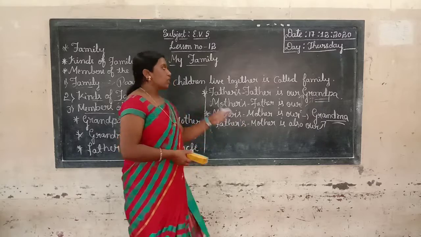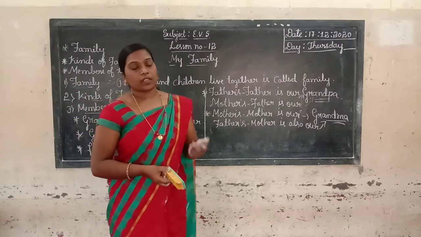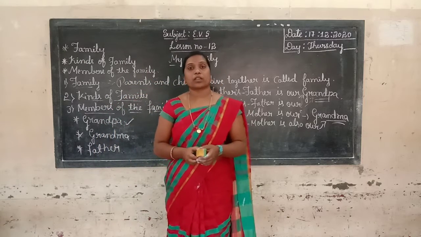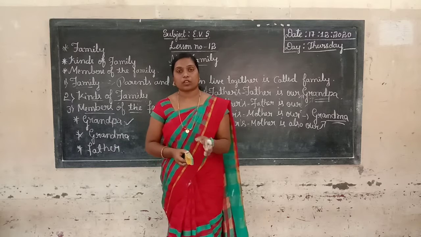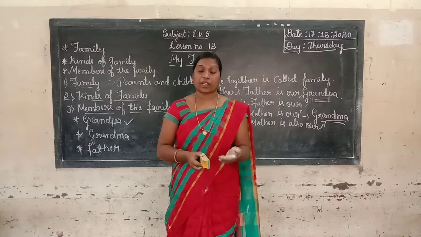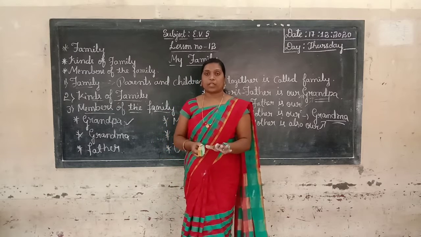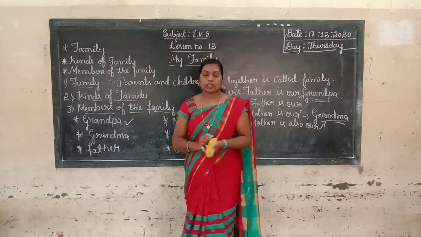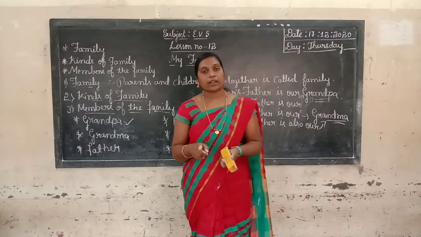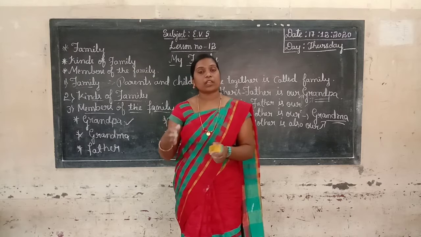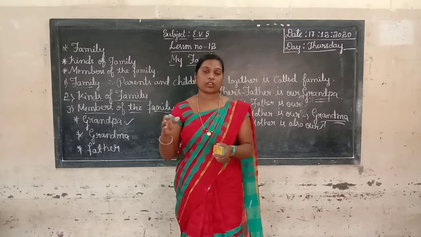This topic, that is family. So what is family? Yes, parents and children living together is called our family. Then kinds of family, there are mainly two kinds: one is the nuclear family, a small family. The second one is the joint family, a large or big family.